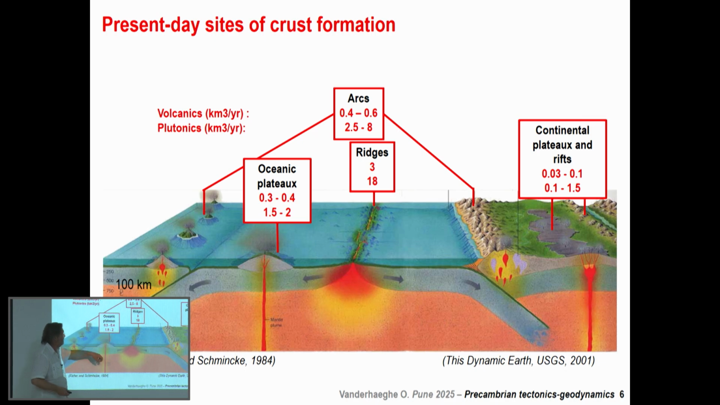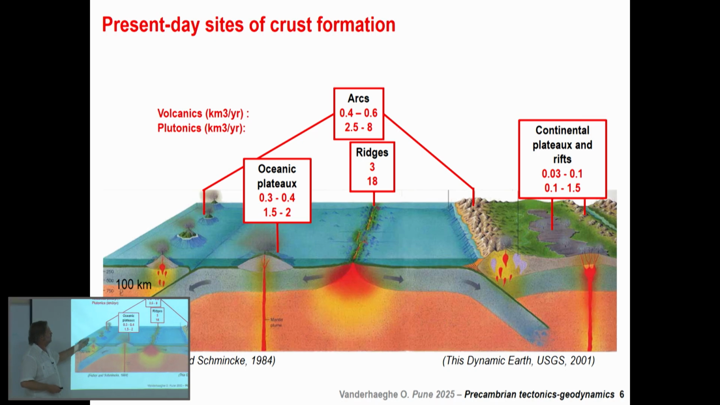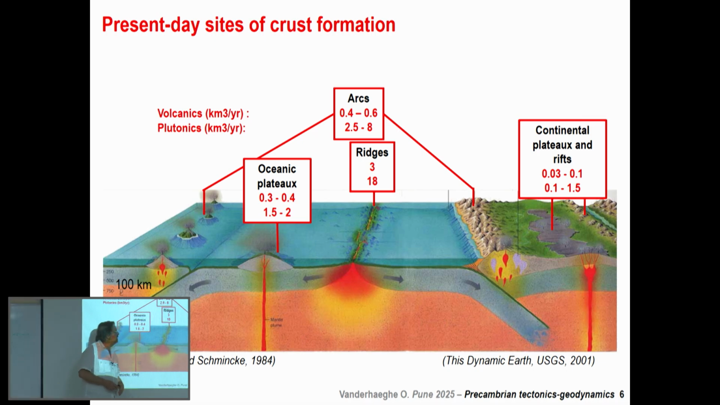This oceanic crust is then expanded by oceanic plateaus that are more related to what we call hotspots. And there's also volcanism and plutonism along magmatic arcs, along convergent boundaries that involve oceanic plates or oceanic and continental plates.